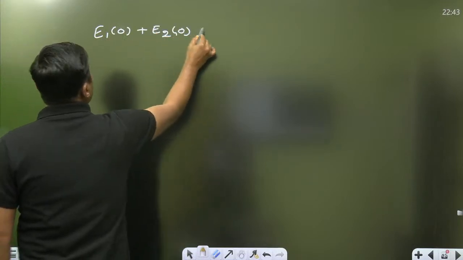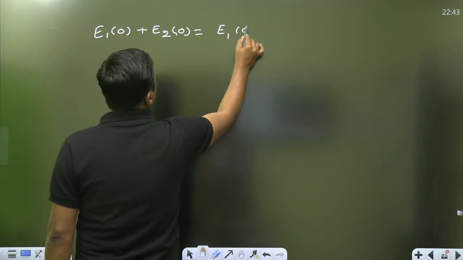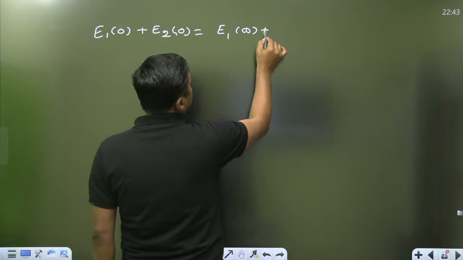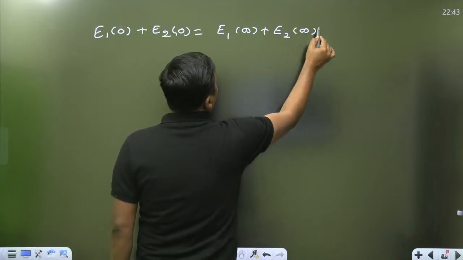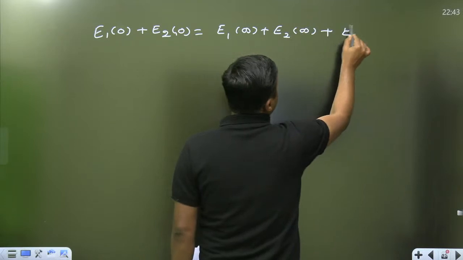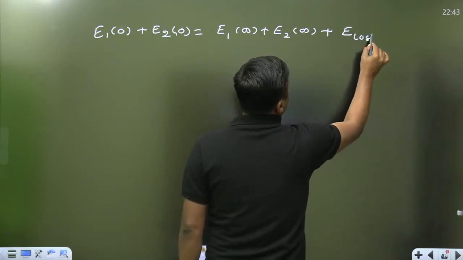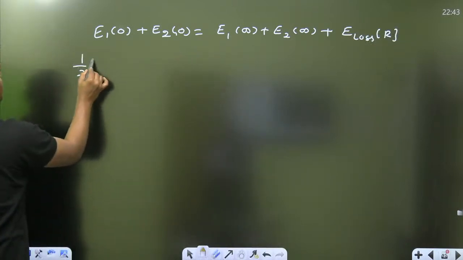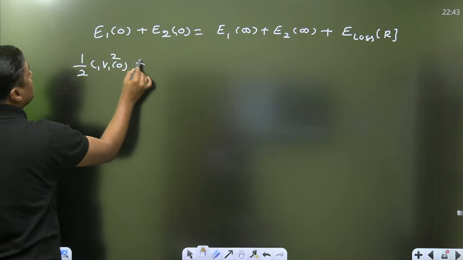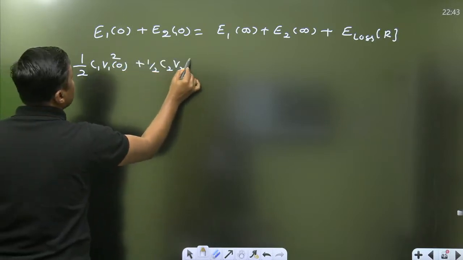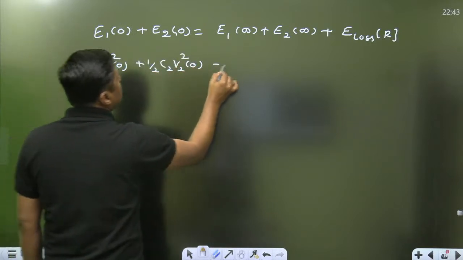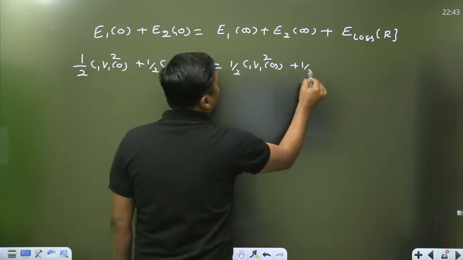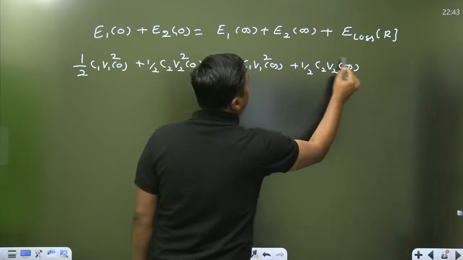That question, it is not the case. Plus energy lost across the resistor. You can calculate, this is nothing but half of C1 V1 0 square plus half of C2 V2 0 square is equal to half of C1 V1 infinite square plus half of C2 V2 infinite square.